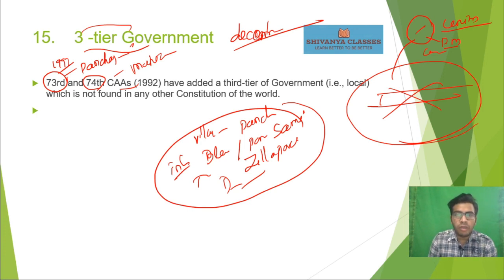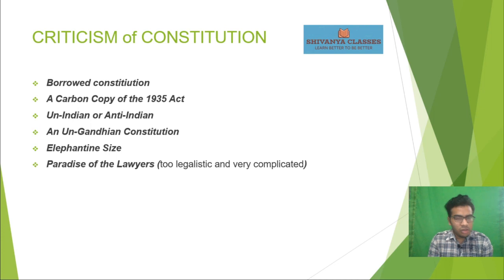We have separate schedules for that: 11th Schedule for Panchayati Raj, 12th Schedule for municipalities. We have separate parts for that. We have a separate chapter for that, and we will learn in detail over there. Now the salient features are over. We already covered the salient features.